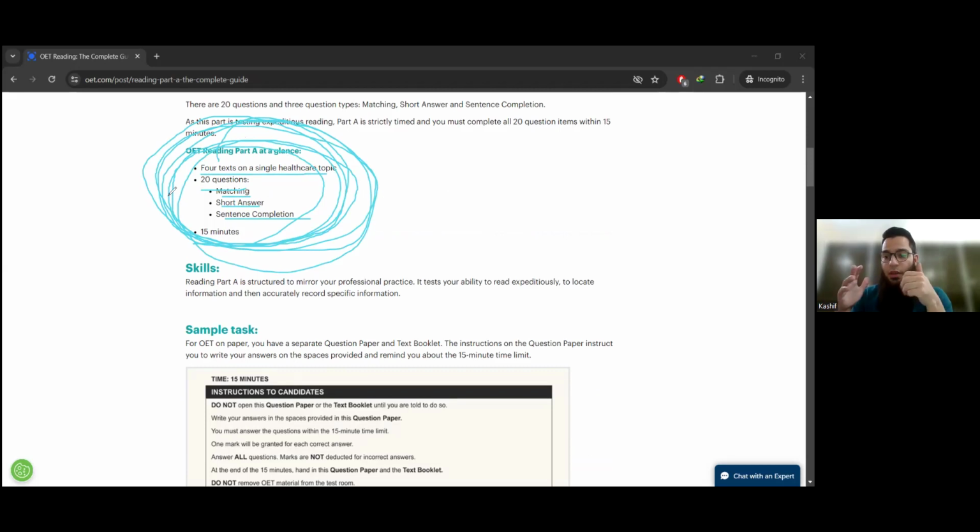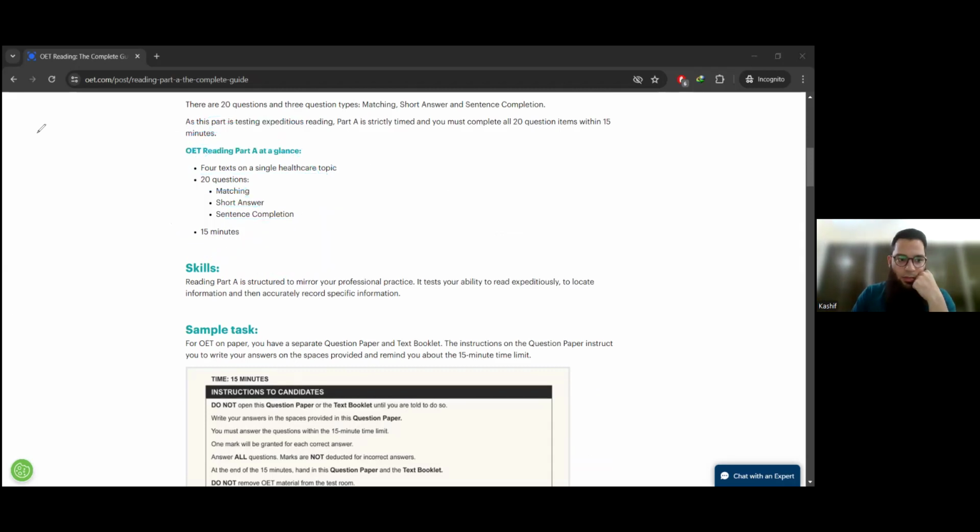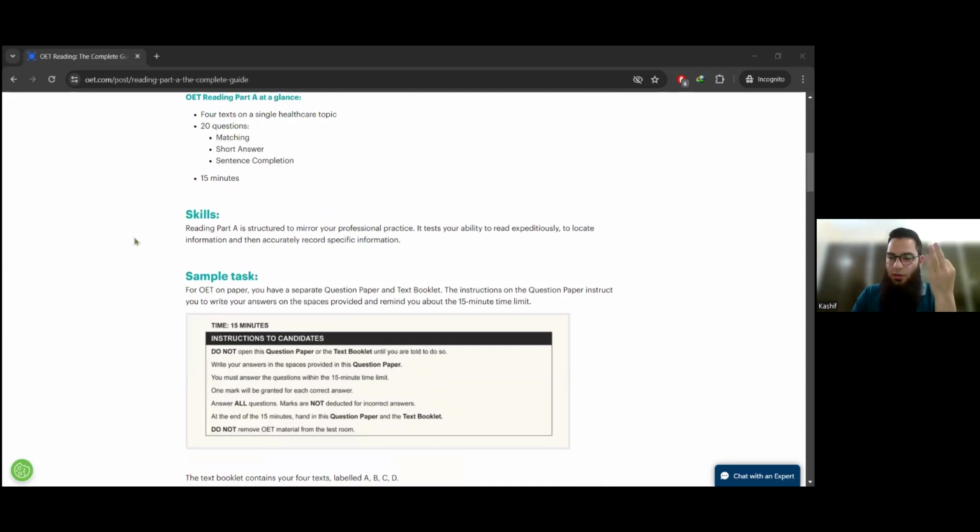You will not be jumping around. For example, in Part A the first text is not about diabetes and the next about hypertension. No, it will be about only one healthcare topic, and you will be given different information, some in paragraph form, some in visual form. So four texts about one healthcare topic, 20 questions and three types: matching, short answer completion, and sentence completion. And you will have limited time, which is 15 minutes.